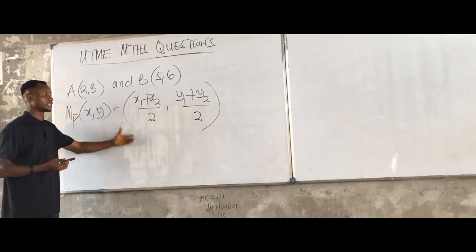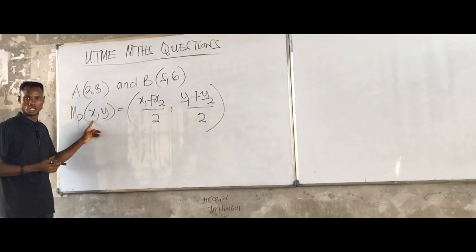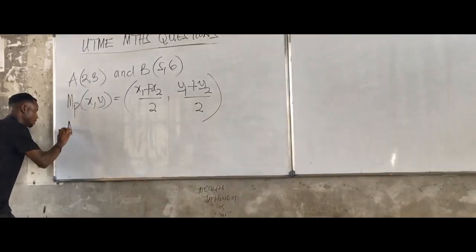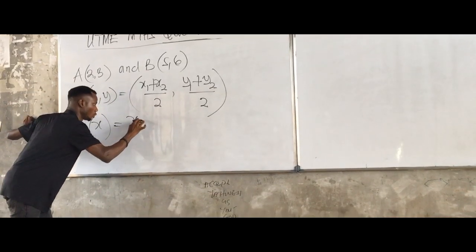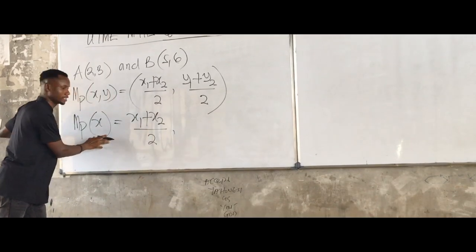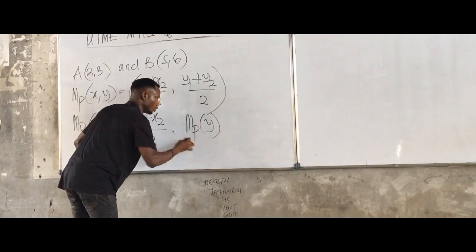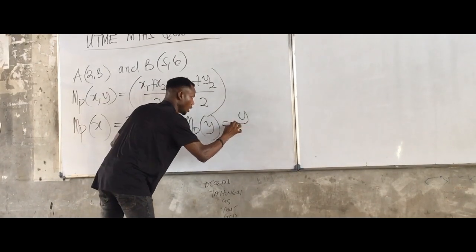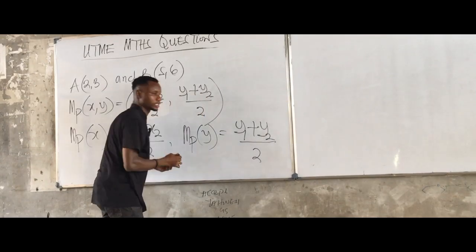You can easily separate this and write it separately. So how do we write the midpoint of x only? The midpoint of x only is x1 plus x2 over 2. That is for only x. Now the midpoint of y only is y1 plus y2 over 2. Please take note.